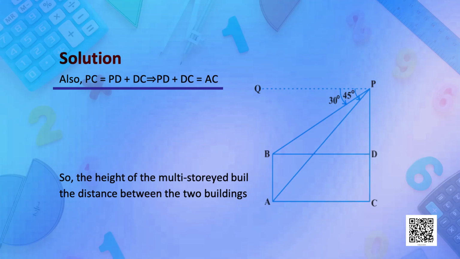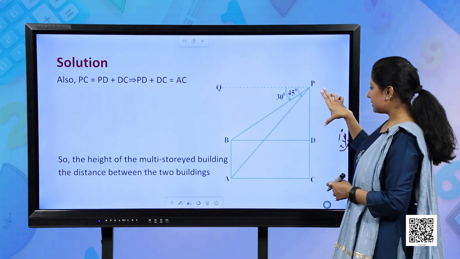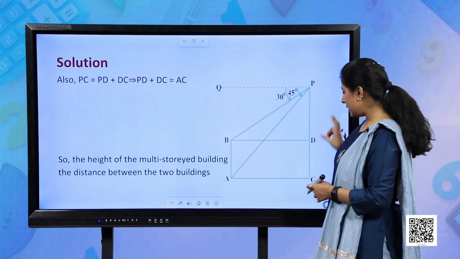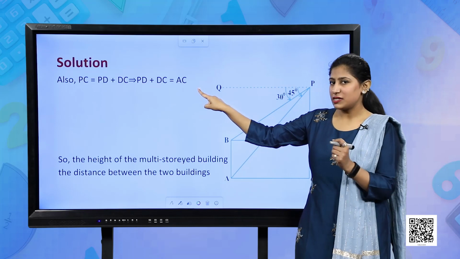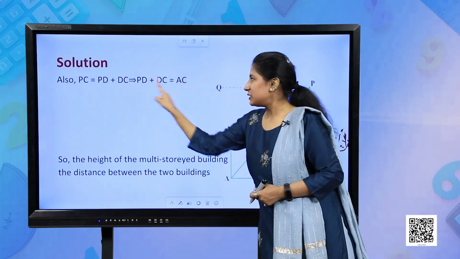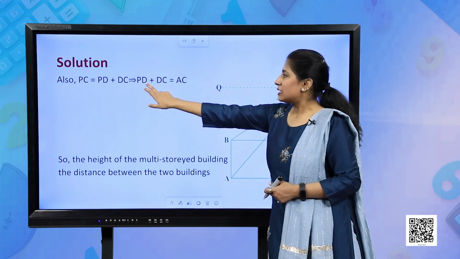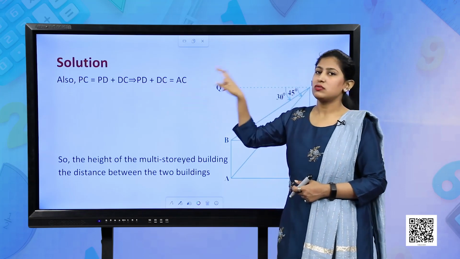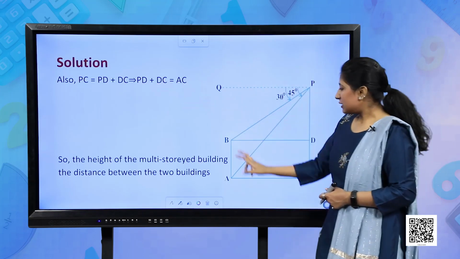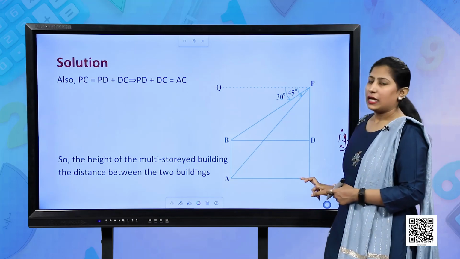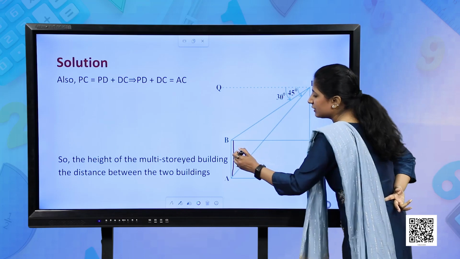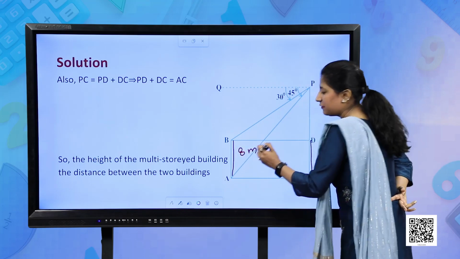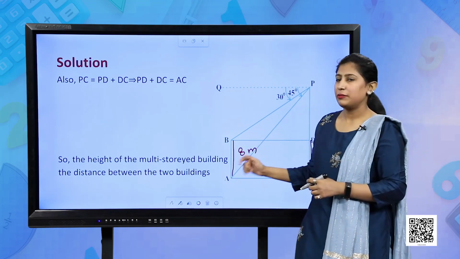Now, let us move on to the next slide. Now, PC is equal to PD plus DC. See, PC is the sum of these two lengths, PD and DC. Also, PC is equal to AC, we have just found. So, we have replaced PC with AC, which gets us PD plus DC equal to AC. One more thing, here AB and CD are equal. Clearly, these two lengths are equal and the value of this length is 8 meter because it is given in the question that this building is 8 meter tall.